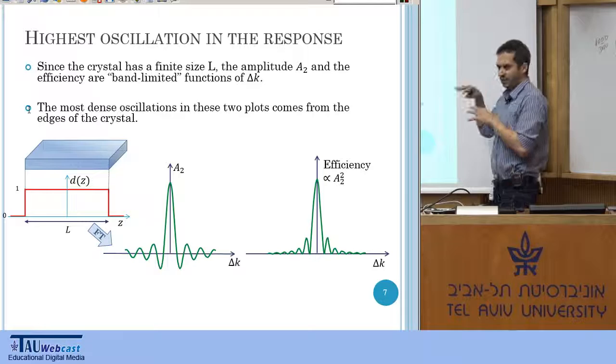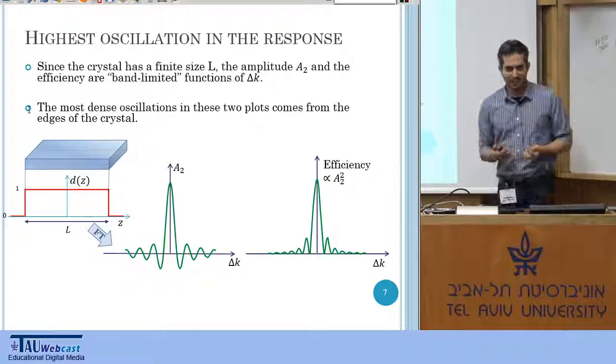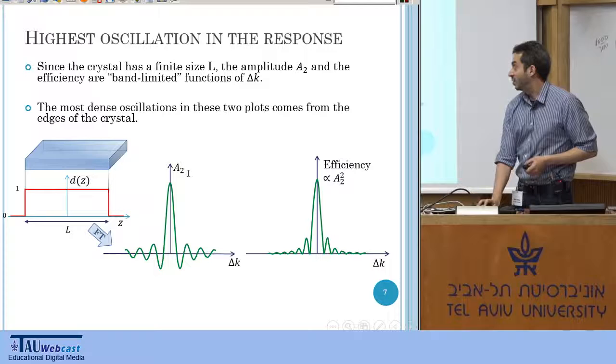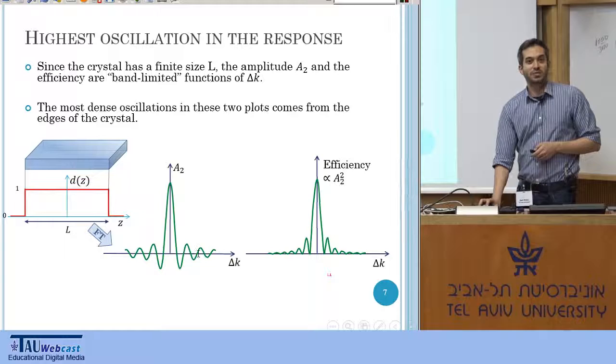Okay, so in the previous slide, I showed you how the Fourier transform can help us achieve high efficiency at our working point. But then again, it also brings a certain limitation. The limitation comes from the fact that since the crystal is limited in size, both A2 and the efficiency are band-limited functions. This means that if we ask ourselves, what is the highest oscillation we expect to find in this plot, it comes from the very edges of the crystal.